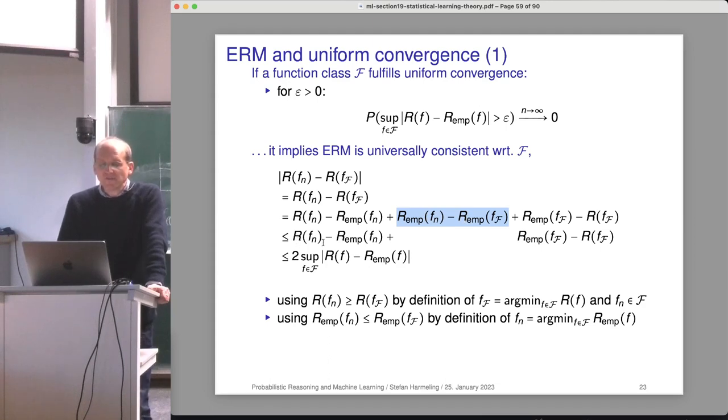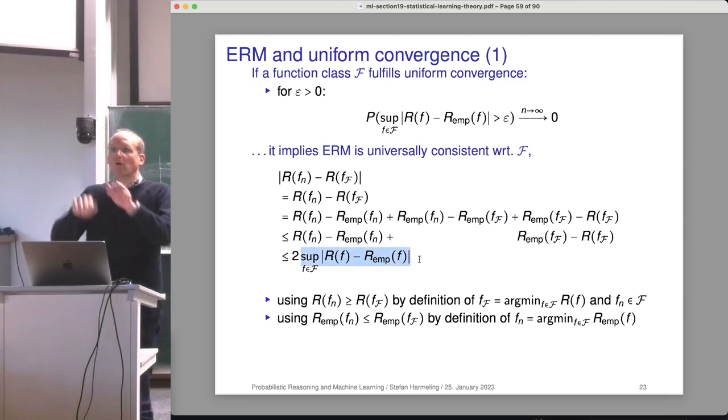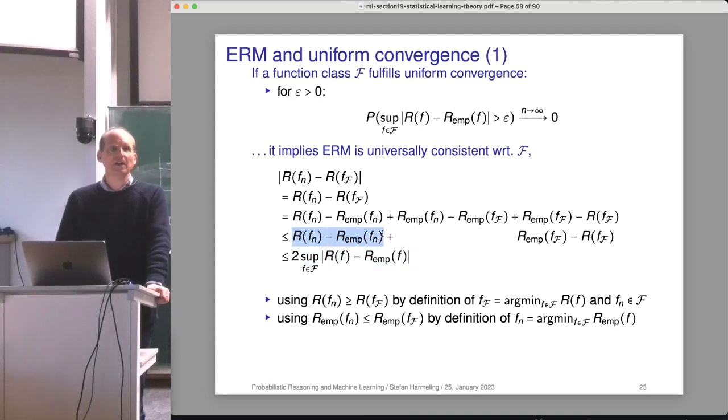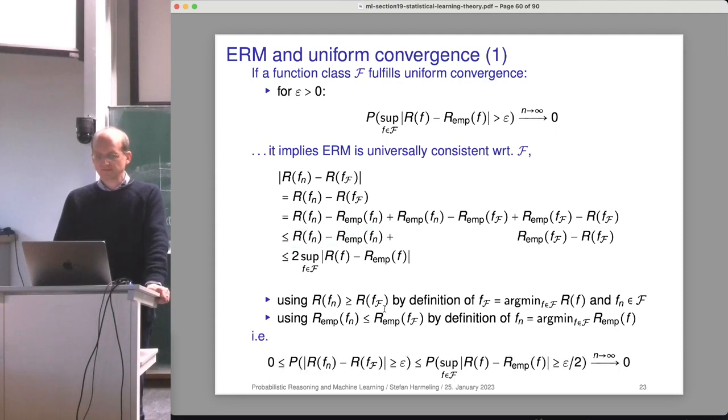Then we end up with the risk of f sub n minus its empirical risk, and the risk of f sub F minus its empirical risk. Both are coming from the function class F. So both will be covered if I replace them with the supremum, the largest possible distance among all possible functions from F. I have two supremums, and each of them is covering one of the cases. That's why I'm getting this inequality here. So far so good. I think all the information that you need is also written down here on the slide.